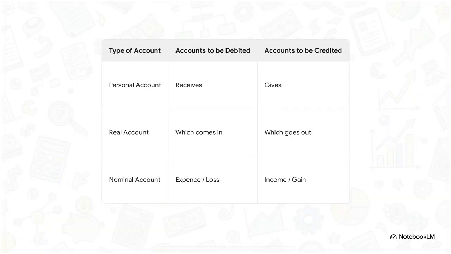We've got 3 columns acting as our mental map here. First is the type of account. That's personal, real, or nominal. Next up is the rule for what accounts to be debited. And finally, the rule for what accounts to be credited. Every single time a business does something involving money, it falls right into one of these 3 rows. It's an incredibly elegant, really foolproof system for logging business activities.